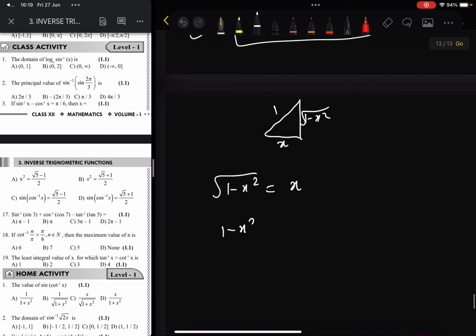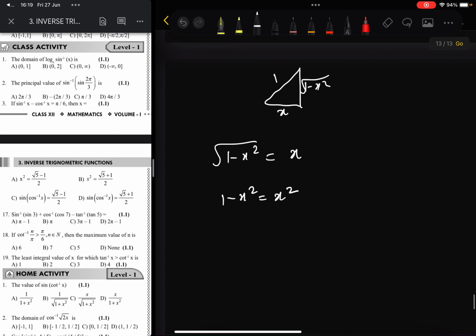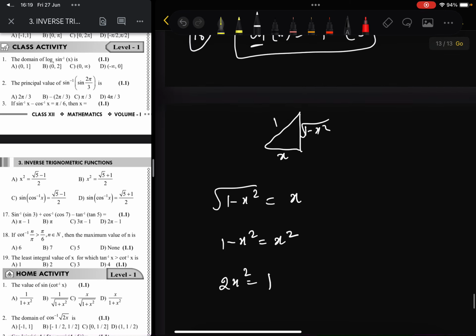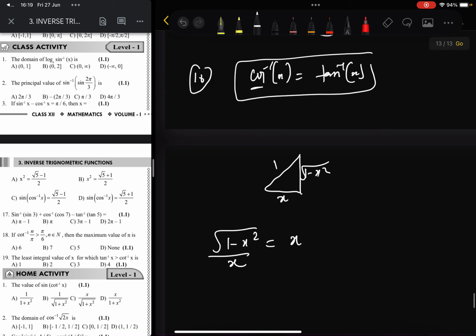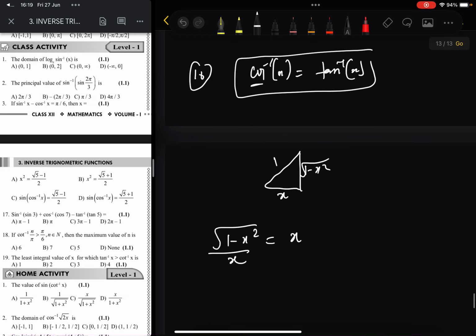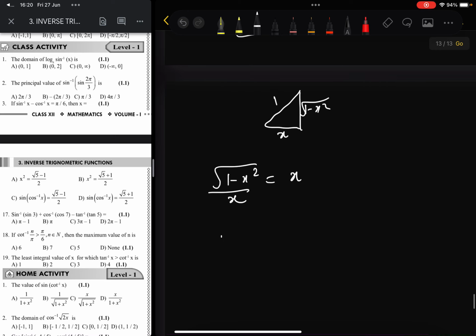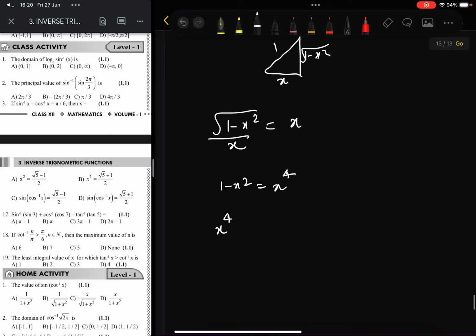Now solve this. 1 minus x square equals x square. So here 2x square is equal to 1. So now square it on both sides. Tan will give perpendicular upon base. So then it will be the same. So 1 minus x square equals x raised to 4. So here x raised to 4 plus x square minus 1 equals 0.